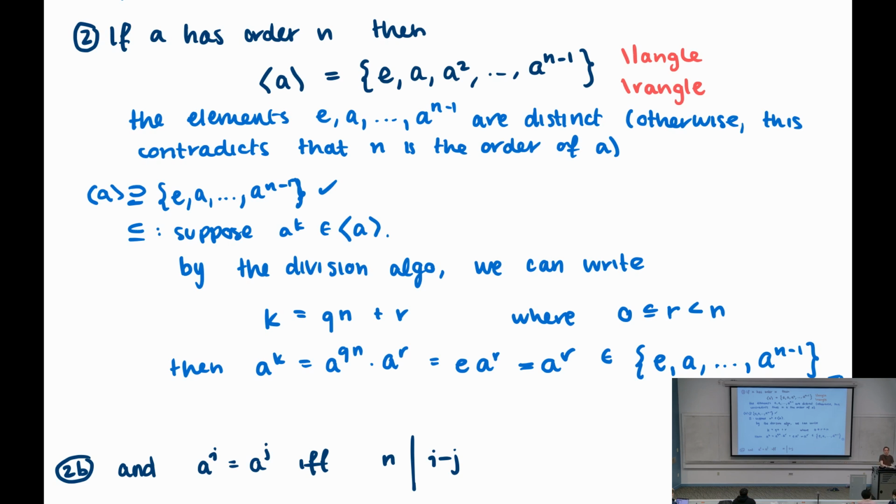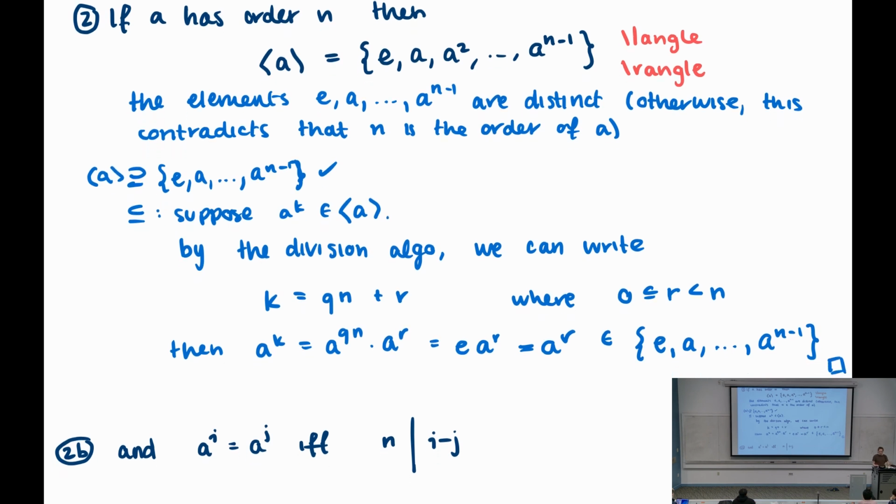Can you say again why a to the qn is equal to e? Yeah, so what is this? This is a to the n to the q, but n is the order of a, so this is e to the q, which is then again e. Other questions?